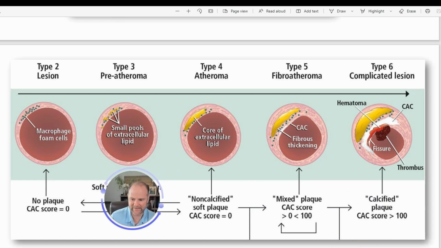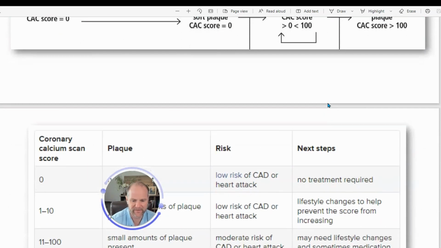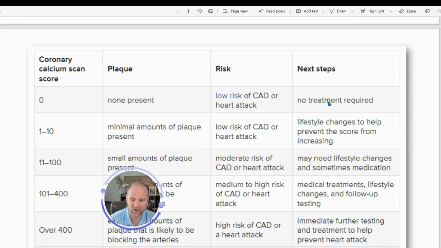So if I move this here, you can see this score right here. This score right here is above 100. This is from like 1 to 100 right in here. So this is very, very specific technology on what's happening in your heart.